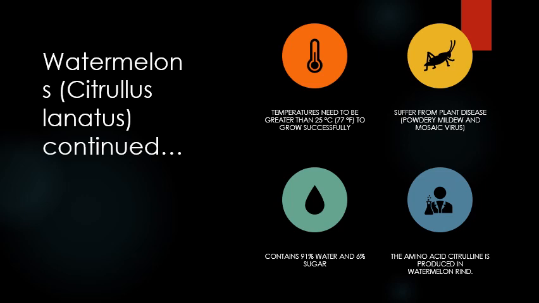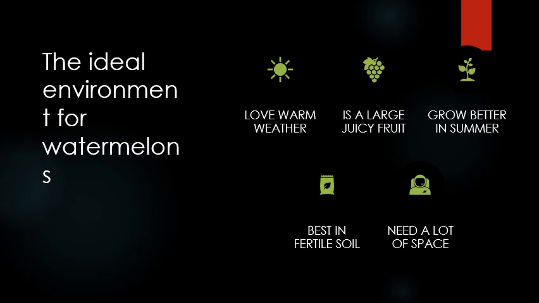It contains 91% water and 6% sugar. The amino acid citrulline is produced in the watermelon rind. The ideal environment for watermelons to grow is warm weather, as they love it. It is a frost-tender annual plant that produces large juicy fruits late in summer. They are usually round or oblong in shape.